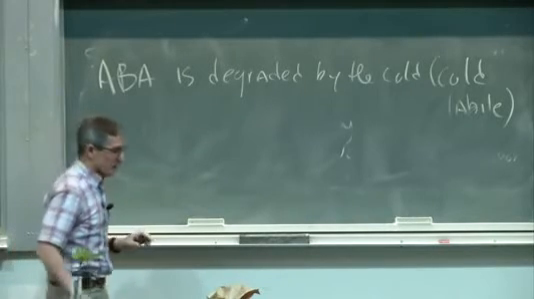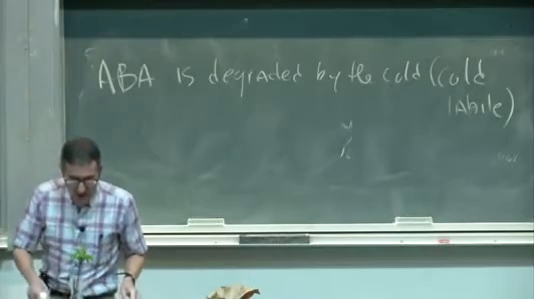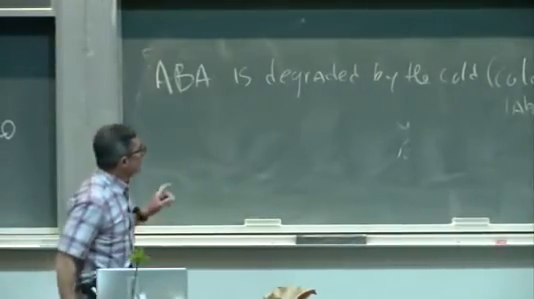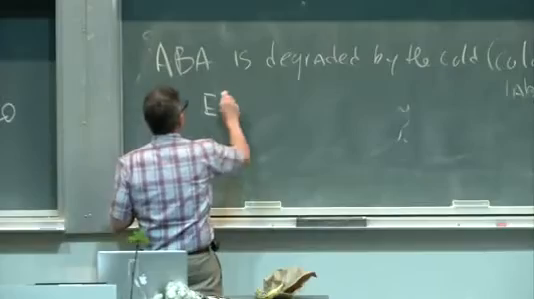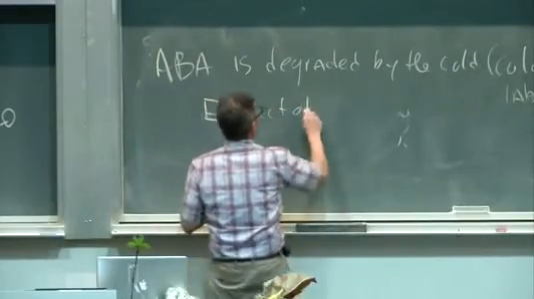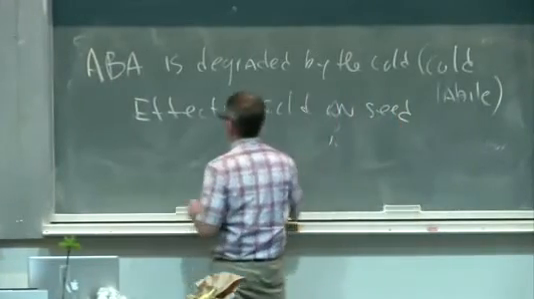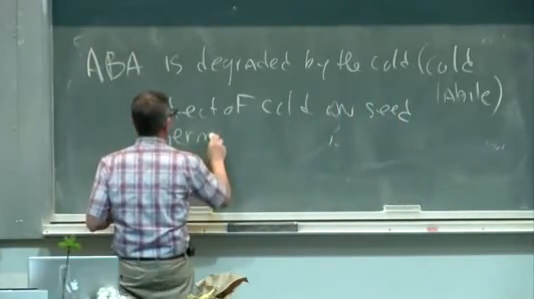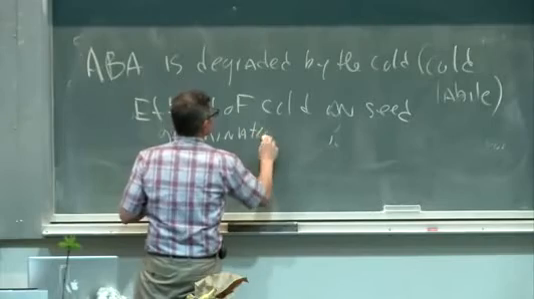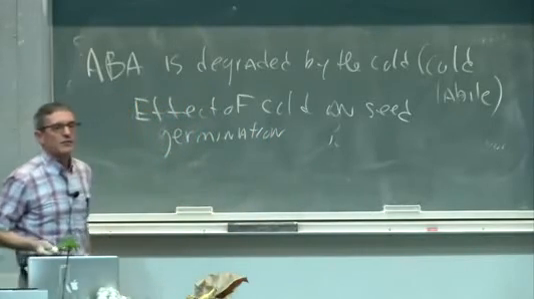So ABA, in a sense, is the way the plant measures the environment and decides whether it is the right time to germinate. The last aspect of ABA, and this effect of cold on seed germination, is used commercially for many different seeds.